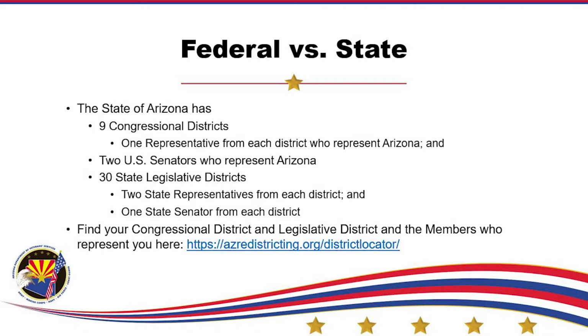For the federal level, Arizona has 9 congressional districts, 1 representative from each district who represents Arizona, and 2 U.S. senators who represent Arizona in Washington, D.C. For the state level, Arizona has 30 state legislative districts, 2 state representatives from each district, and 1 state senator from each district. You can find your congressional district, legislative district, and the members who represent you by visiting azredistricting.org/district locator.